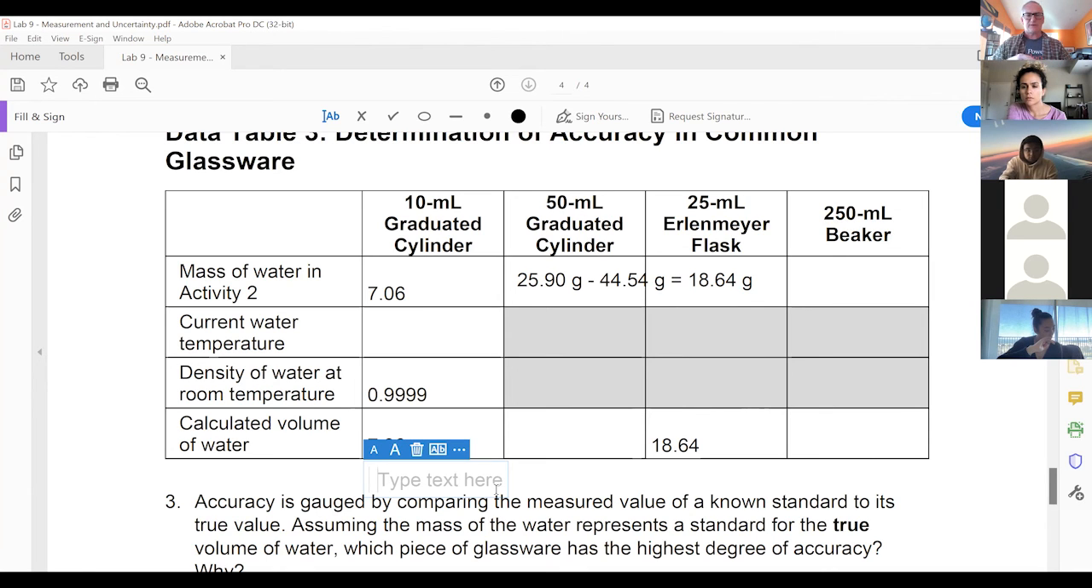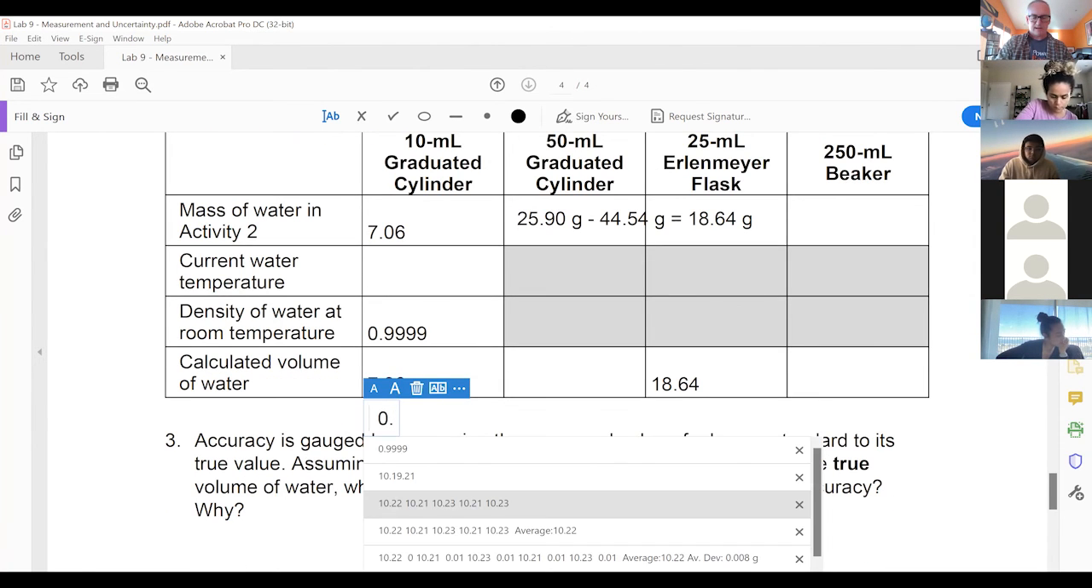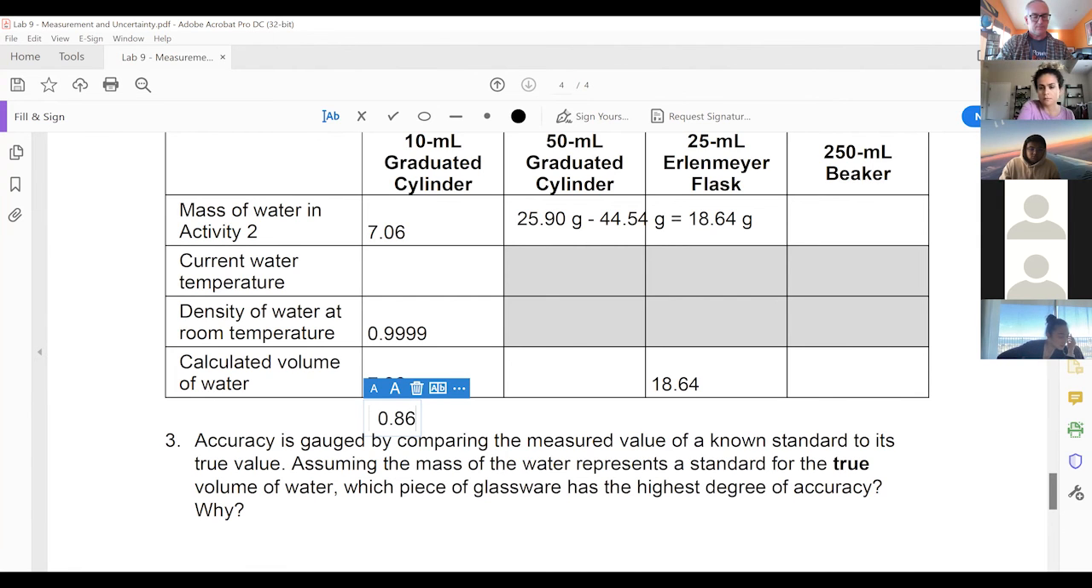So for the 10 mil cylinder, my relative error is 0.06 divided by 7. So that is a difference of only 0.86%, which is pretty darn close. That's really good.